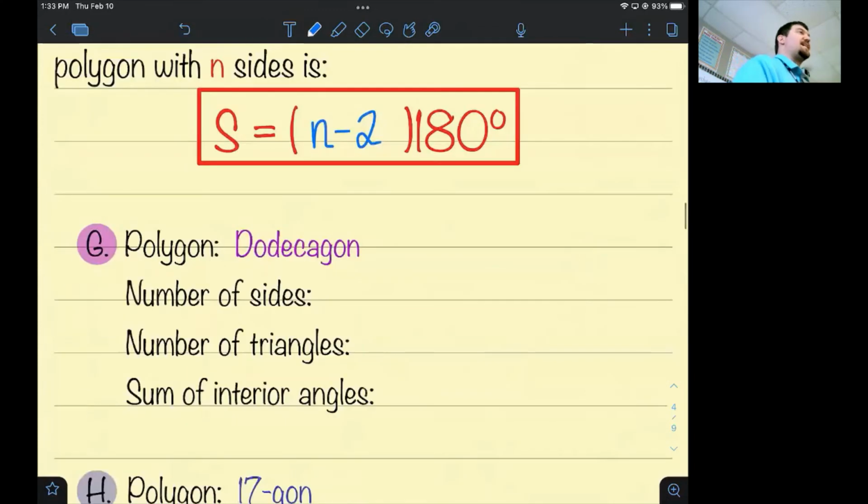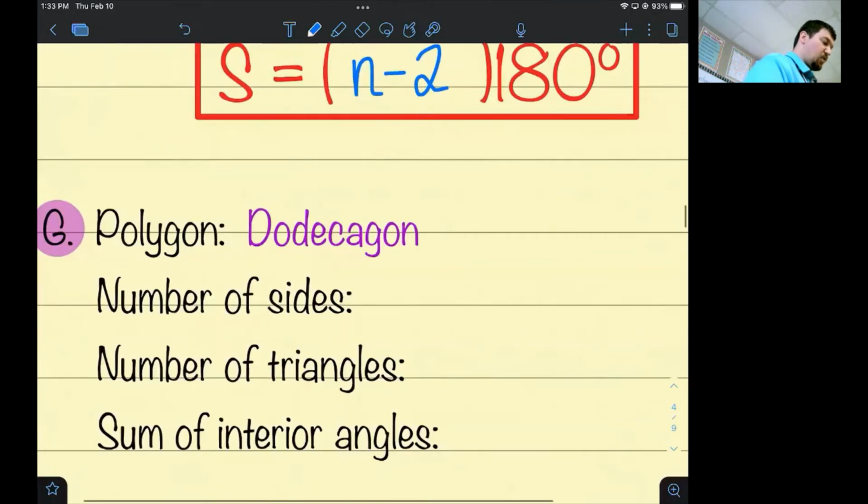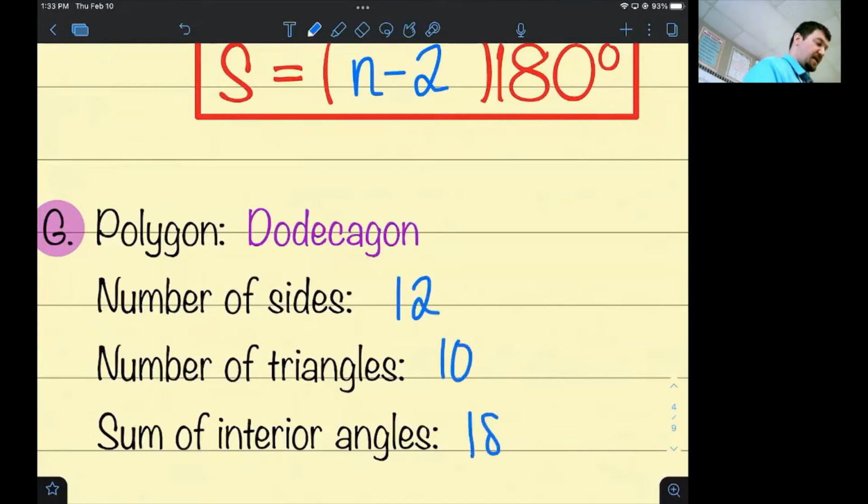So in a dodecagon, which has how many sides? Xander? 12. We mentioned a dodecahedron, sorry, when we talked about our 12-sided die earlier, right? So a dodecagon has 12 sides. By the way, a decagon has 10. An undecagon has 11, if you're wondering. 9 is a nonagon. So 12 minus 2 is 10 triangles, and 10 times 180 is 1,800 degrees. That simple.